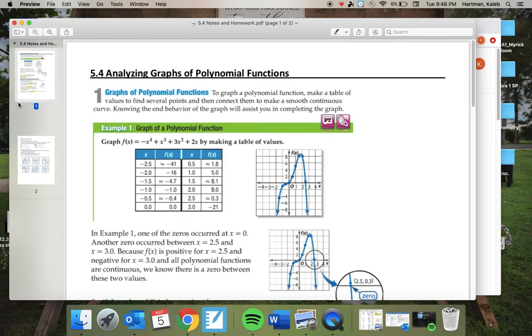Alright guys, a little different approach today. I'm just doing a screen capture on my MacBook here. We're going to be analyzing graphs of polynomials. I know we did that the last couple days with end behavior and talking about real zeros. Today we're going to use technology to help us graph very specific polynomial functions, okay?